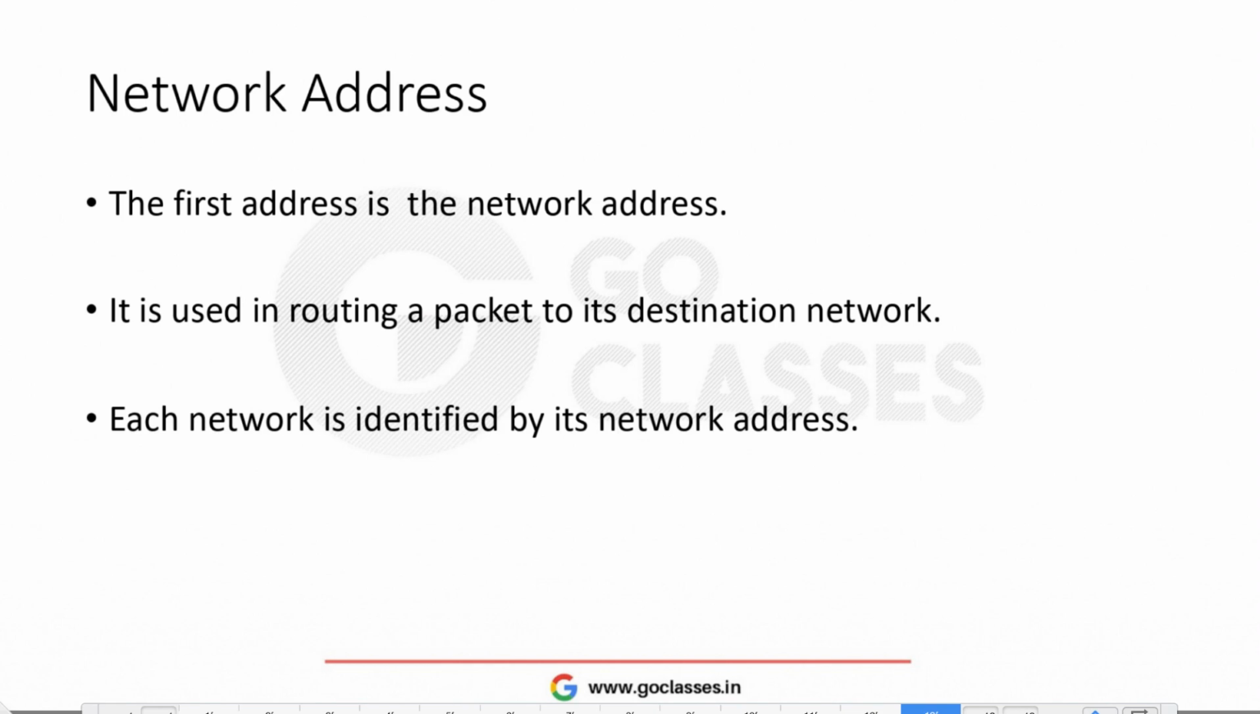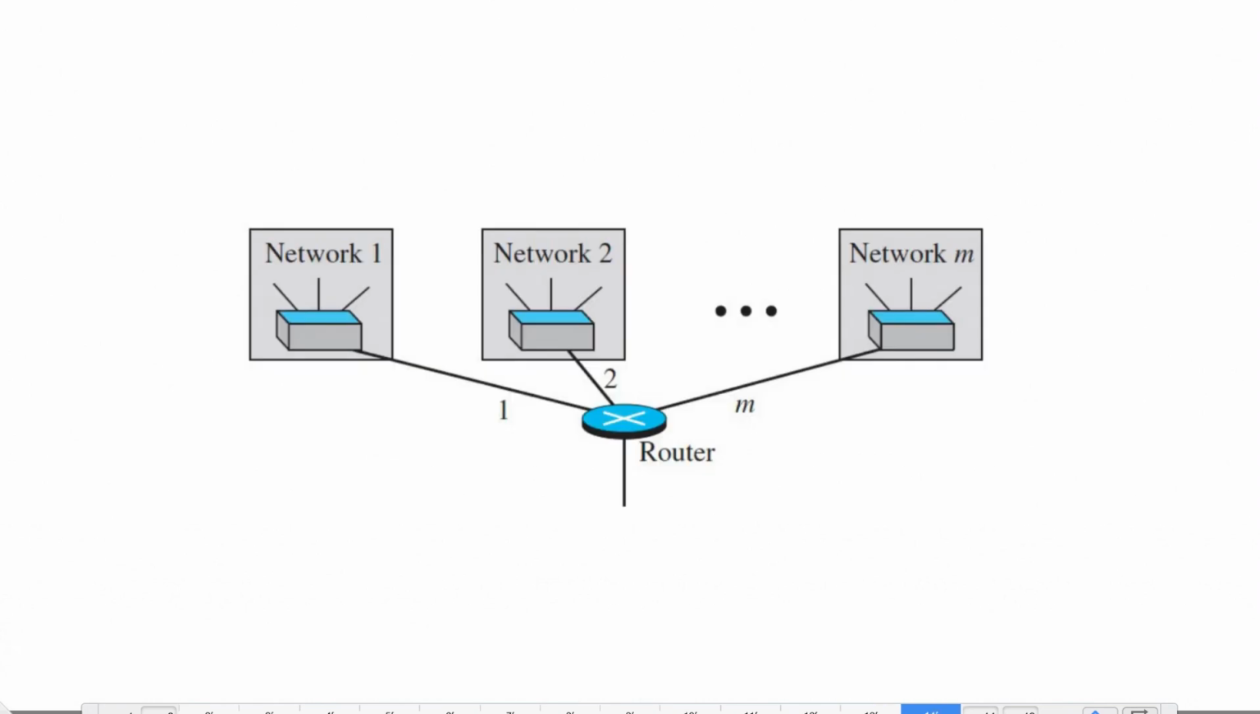Suppose a router is connected to different networks, and some packet is coming from here, some packet is coming from here. There will be some destination IP address on the packet that is coming from this interface, right? Then the router has to decide to which network it should route this packet. Based on the IP address, it will try to calculate the network address.